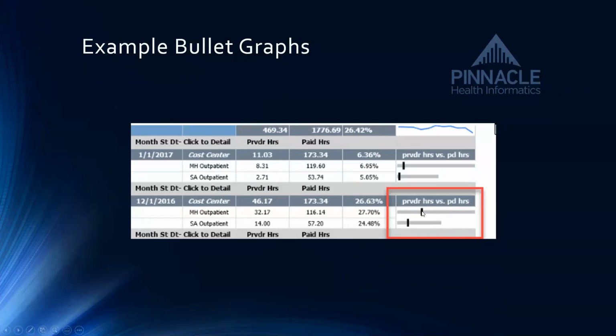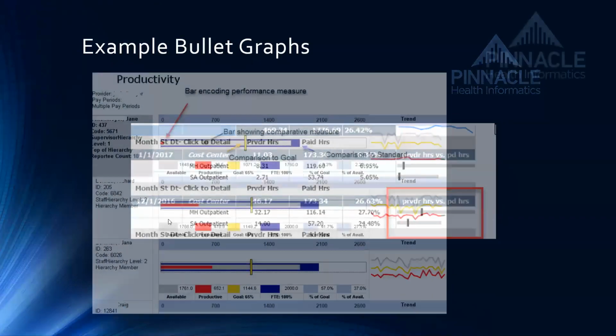The provider hours is the black crossing line, and the gray is the paid hours. So you can see quickly the comparison there, and you can see how easy it is to compare those values and understand that there's a discrepancy there. This is a very simple one. I want to show a more advanced one here.